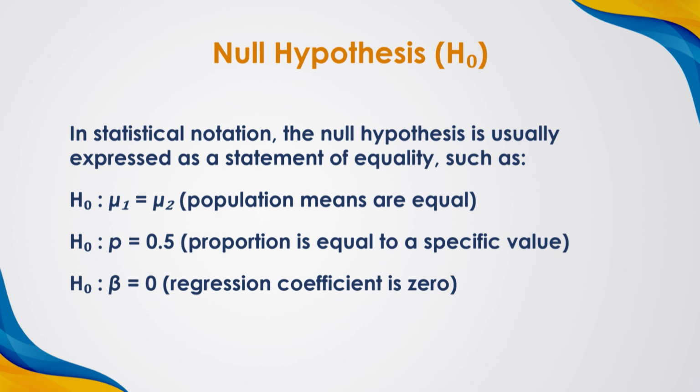H naught: mu1 is equal to mu2, that is, population means are equal; H naught: p is equal to 0.5, that is, proportion is equal to a specific value; and H naught: beta is equal to 0, which is nothing but regression coefficient is 0.